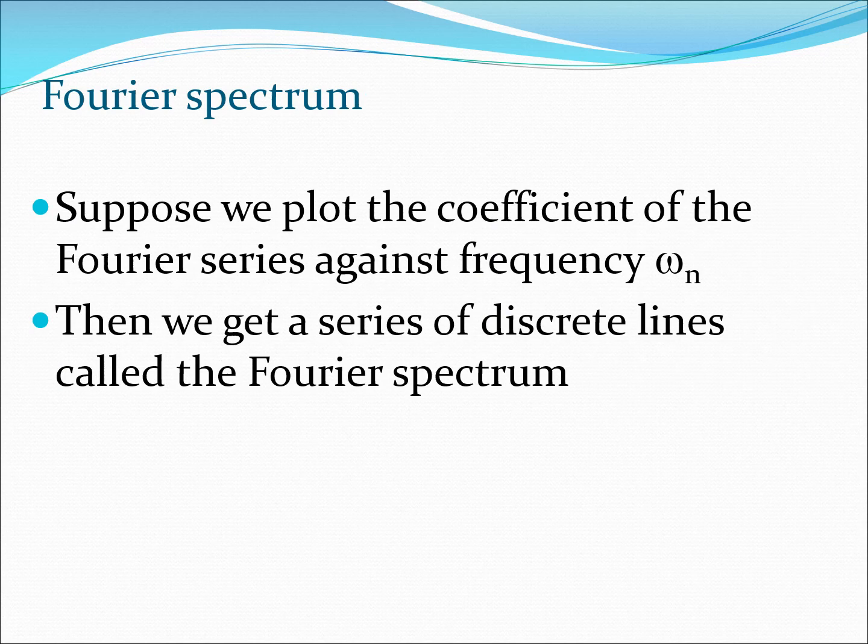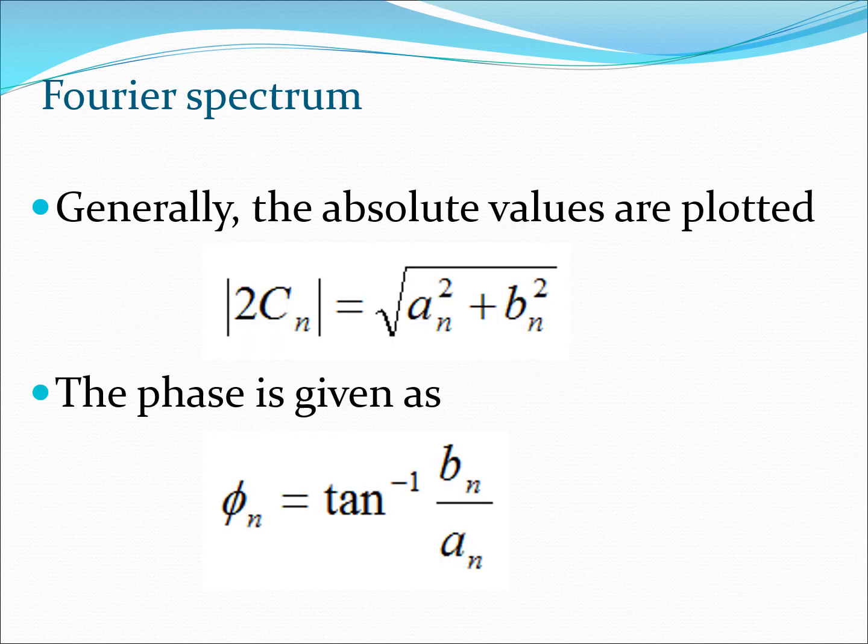Now there is also a possibility that you could plot the coefficients of the Fourier series with respect to the different frequencies, and in those cases you would get a series of discrete lines which are sometimes known as the Fourier spectrum, and sometimes people show the Fourier spectrum to refer to periodic systems. Generally in those graphs what is plotted are the absolute values, so you essentially get the root of an square plus bn square and you can plot it. You can also sometimes look at the phases given by this particular phi n.